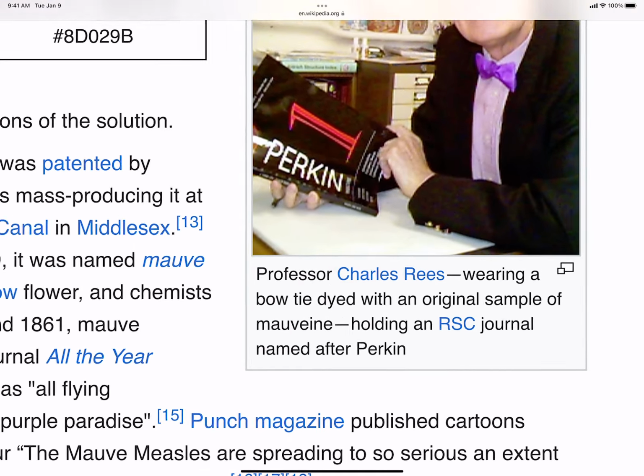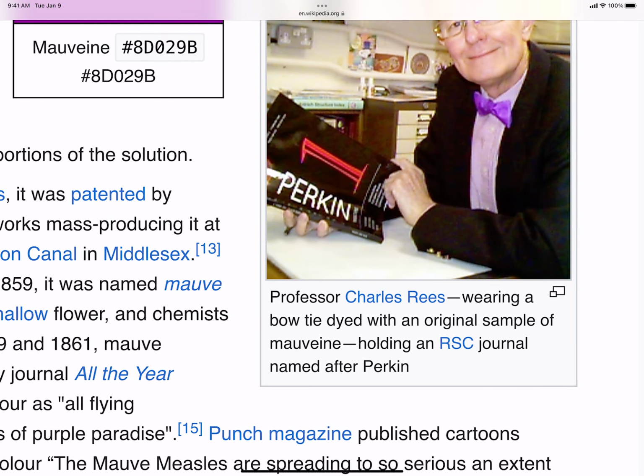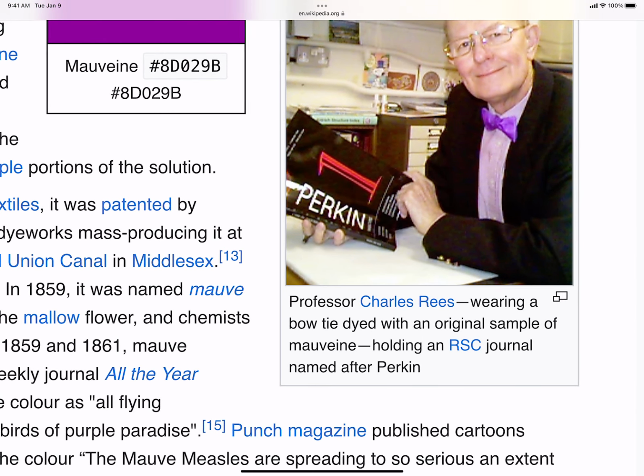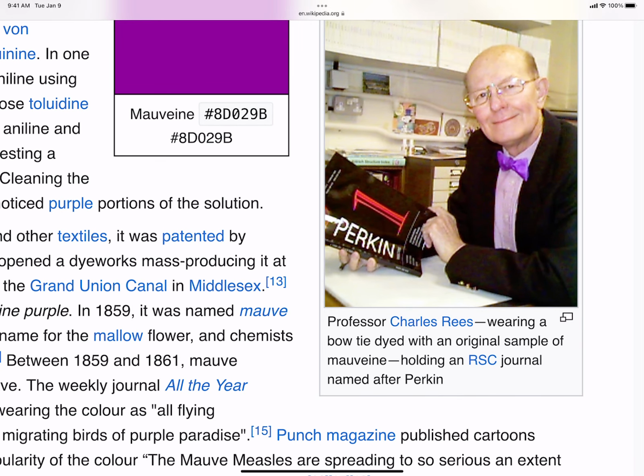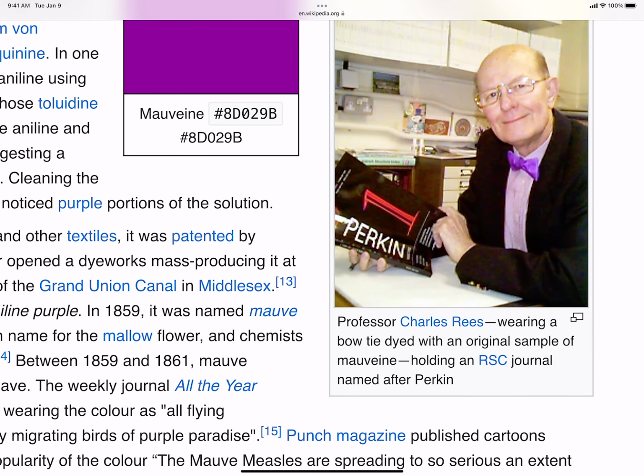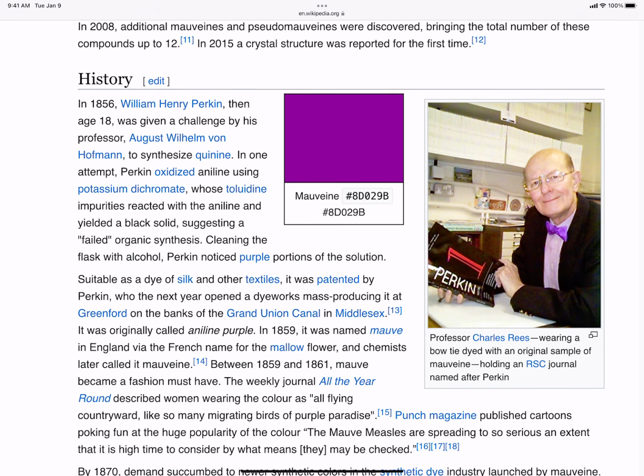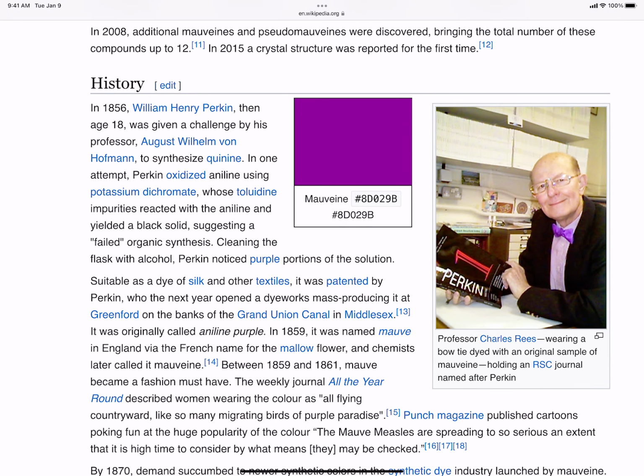Oh, how fun. Professor Charles Rees, wearing a bow tie, died with an original sample of Mauvine. That's probably a very expensive bow tie. Holding a Royal Society of Chemistry journal named after Perkin. Between 1859 and 1861, mauve became a fashion must-have.